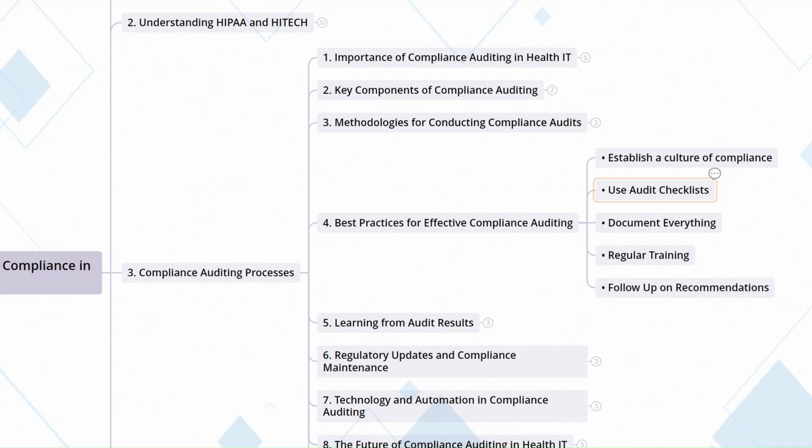Next, use audit checklists. Developing comprehensive audit checklists can help ensure that all essential areas of compliance are assessed. Checklists provide a systematic approach and streamline the auditing process.